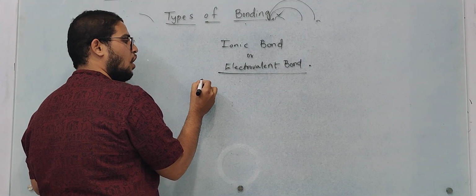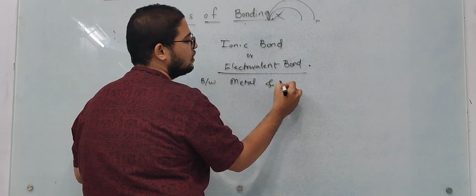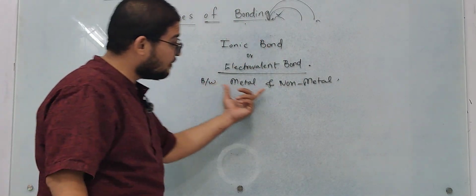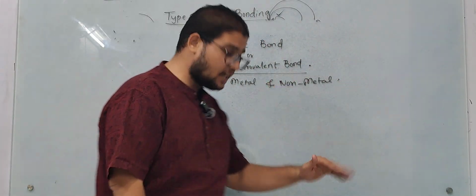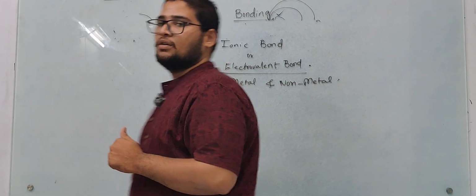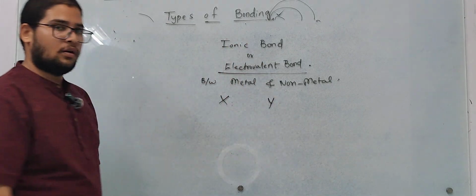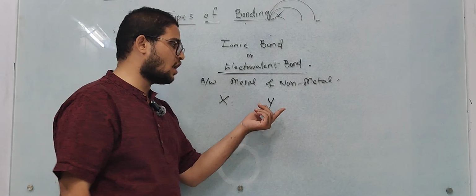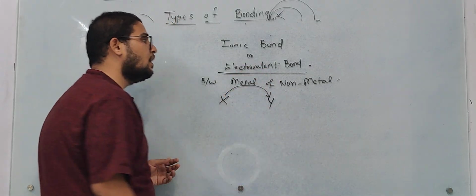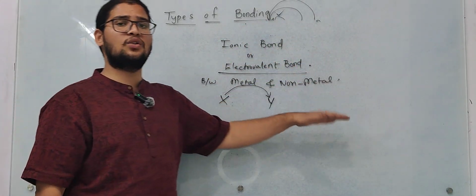This type of bond will exist between a metal and a non-metal. That means you definitely require one metal and one non-metal. So how does an ionic bond work out? Suppose I take a metal X and a non-metal Y. We already know metals are meant for losing electrons, and non-metals are meant for gaining electrons. Whatever electrons are lost by the metal are completely transferred to Y.